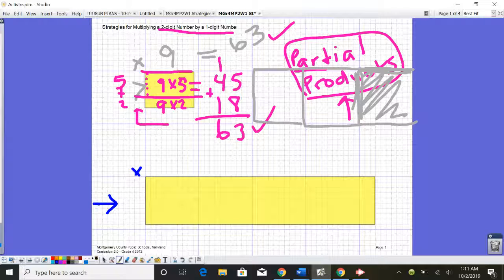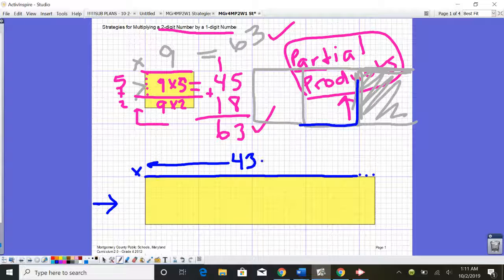If I go back to thinking about each box as 10 by 10, I can actually skip count by 10. There are 10, 20, 30, 40, 41, 42, 43. This entire side is 43 columns from end to end.